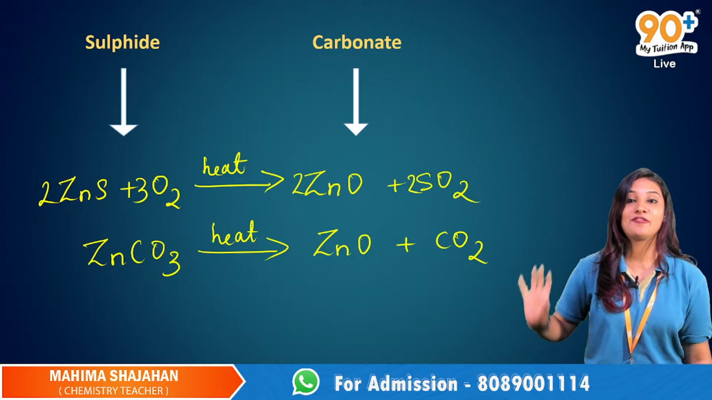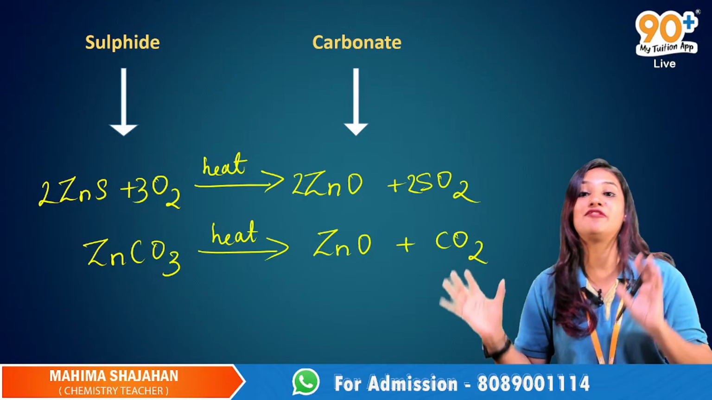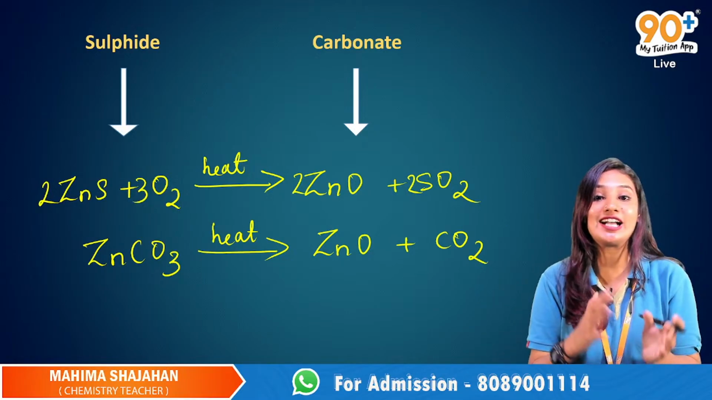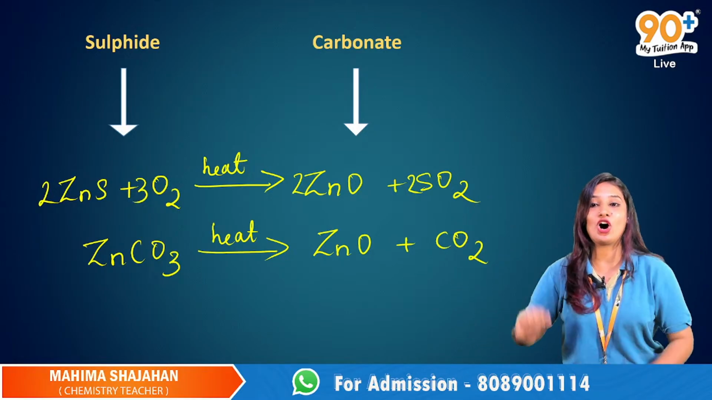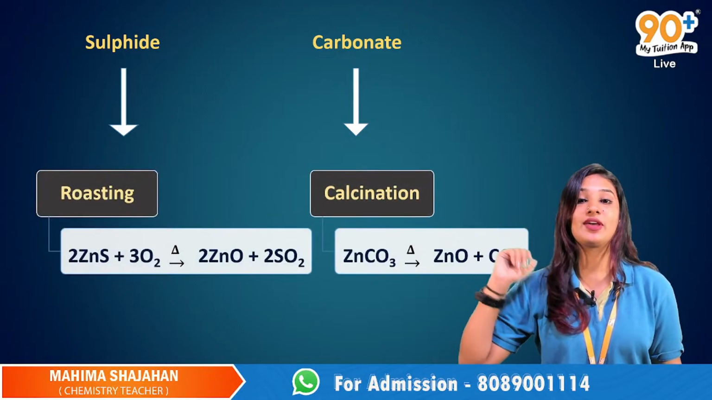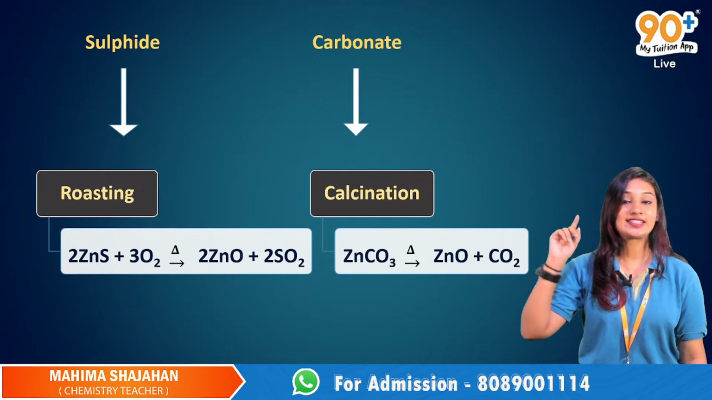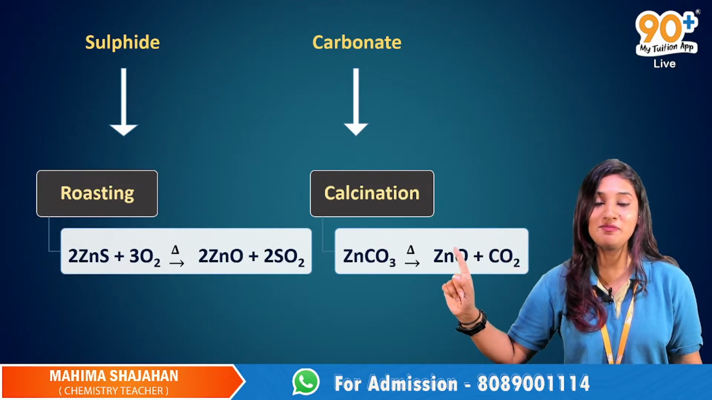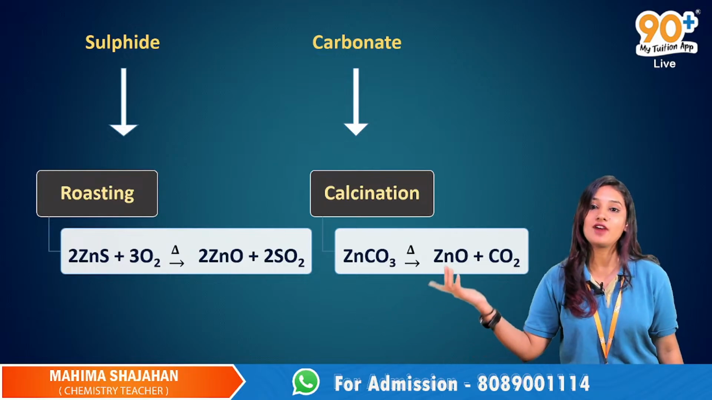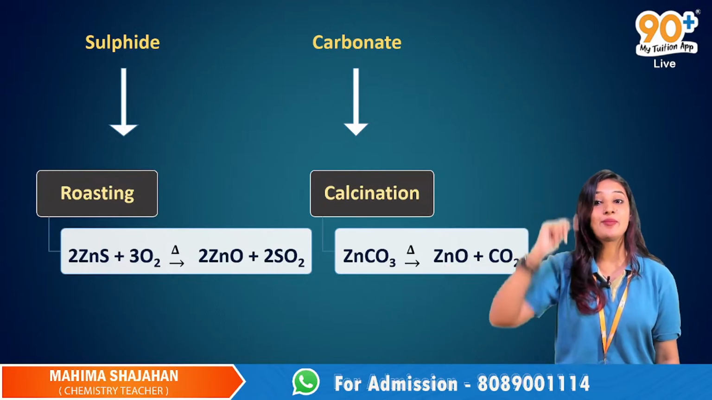So what have we done? We have successfully converted sulfides and carbonates into their oxides. Is it clear? Now you can write it down. Sulfide ores we roast, and on roasting it gets converted into its respective oxide. Now what about carbonate ore?